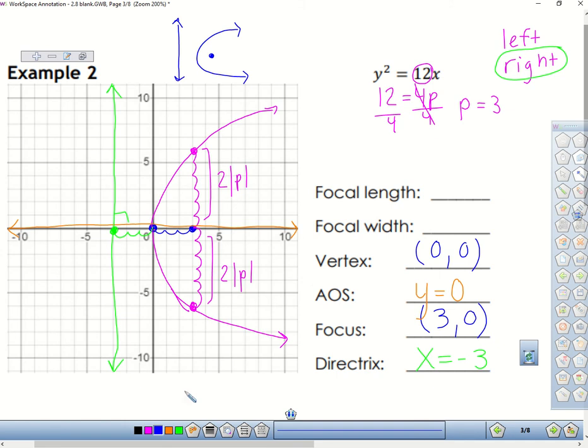Now we're going to determine the focal length and the focal width. Now the focal length is always just the absolute value of p. Okay, and what is that?